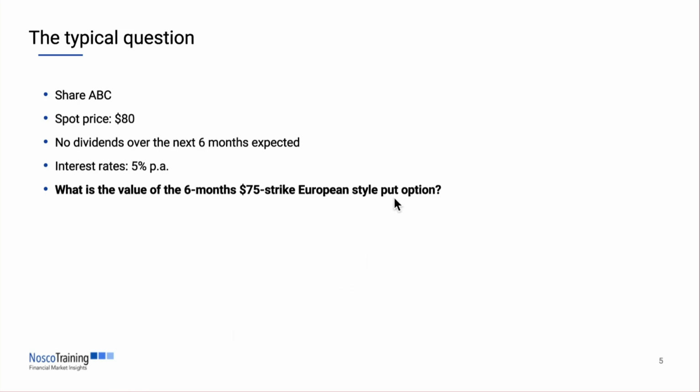So I have a put option, a European style put option. It has a strike of 75 and it expires in 6 months. So what is the value of this option given all that information? Okay, let's start. So what do we need to value?